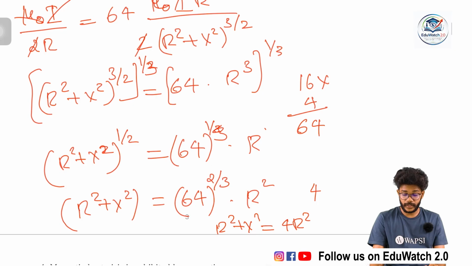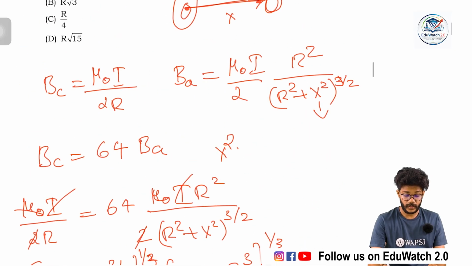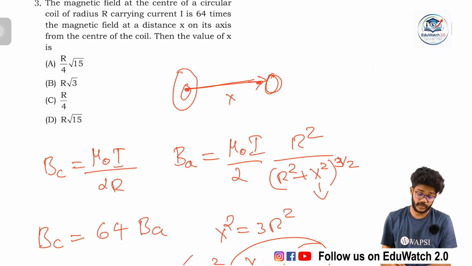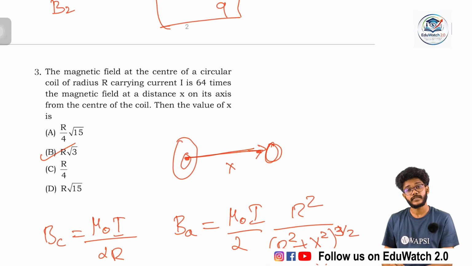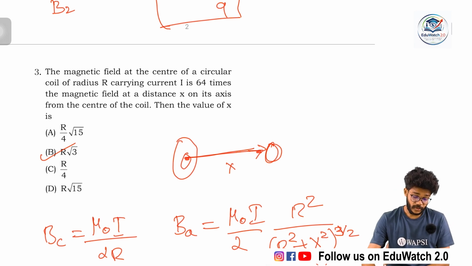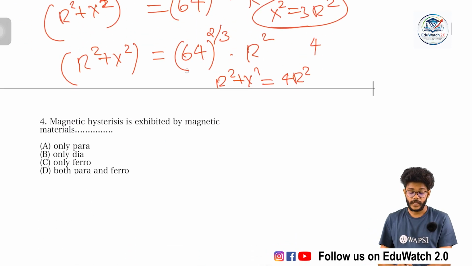So x² is equal to 3r². So x is equal to r√3. Which option is the correct option? Option B is the correct option: x is equal to r√3. Okay, so we can move to the fourth question.